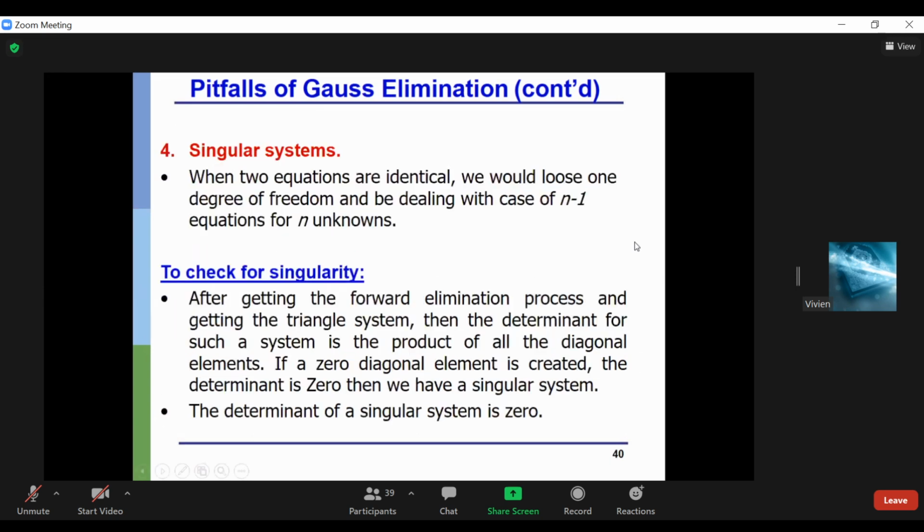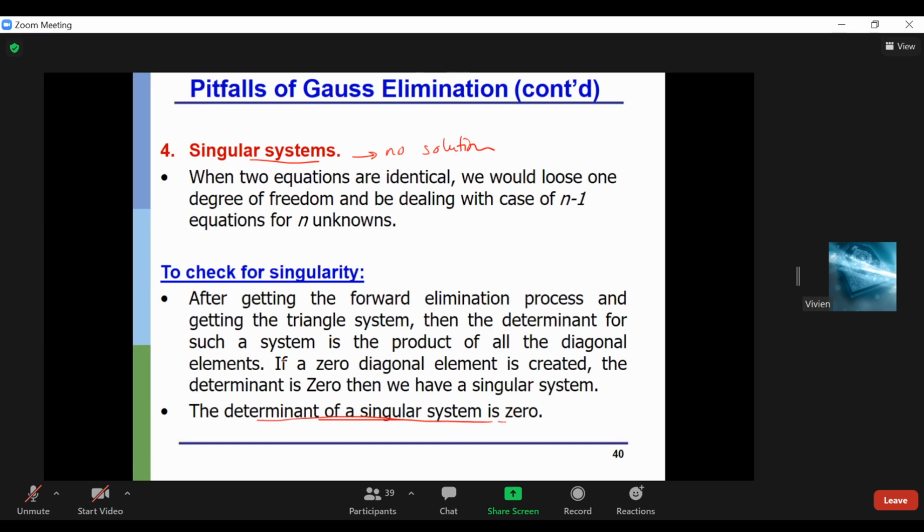And also the last one is about singular systems. If we have two equations that are identical, there will be no solution. I think this is general for any method: if we have a singular system, there will be no solution. So how to check for singularity? How to make sure if the system has a solution? We can find the determinant, so that we can check the determinant of the system.